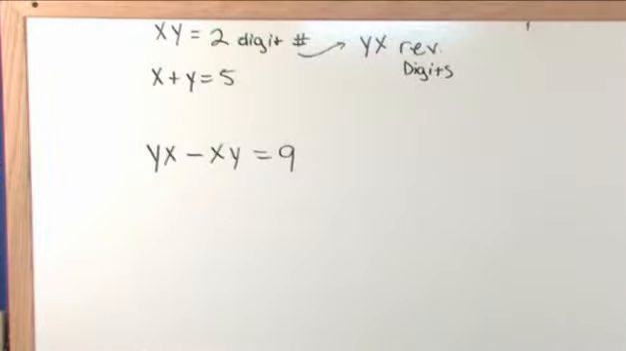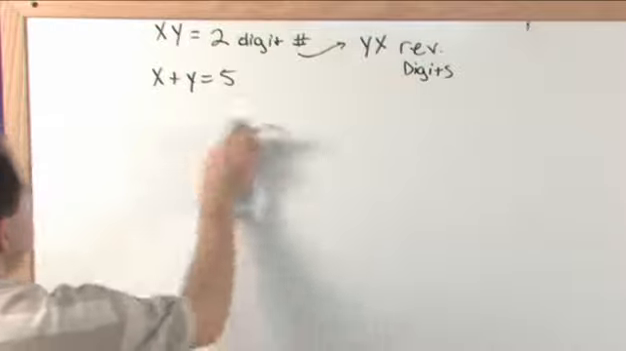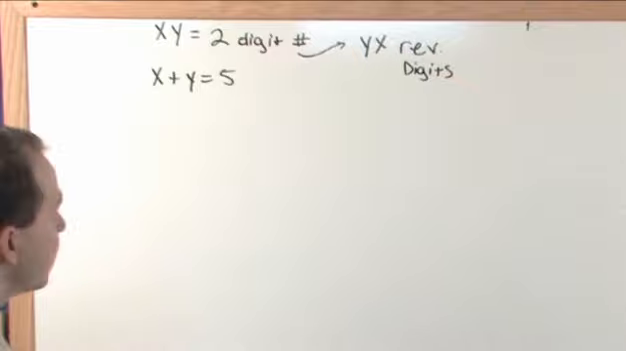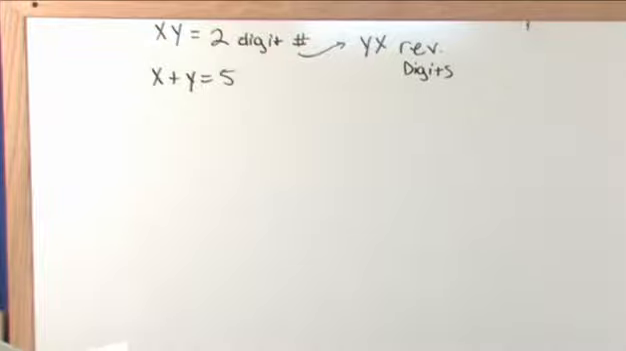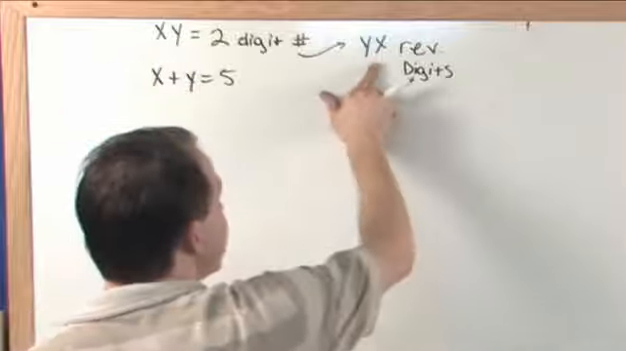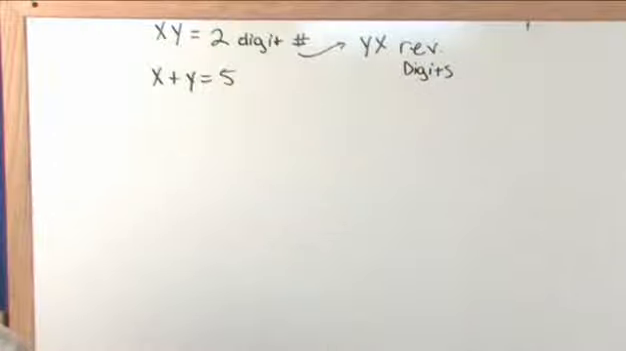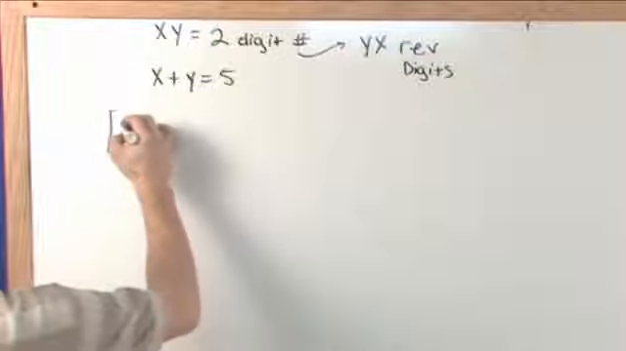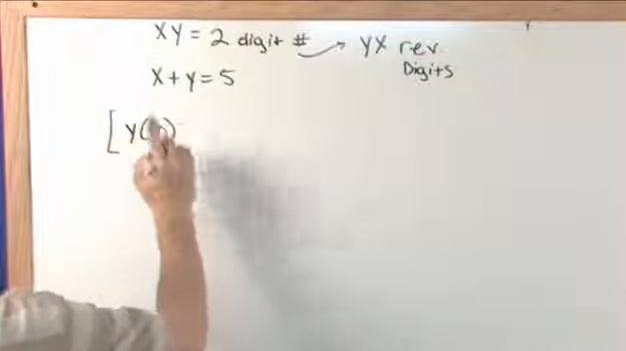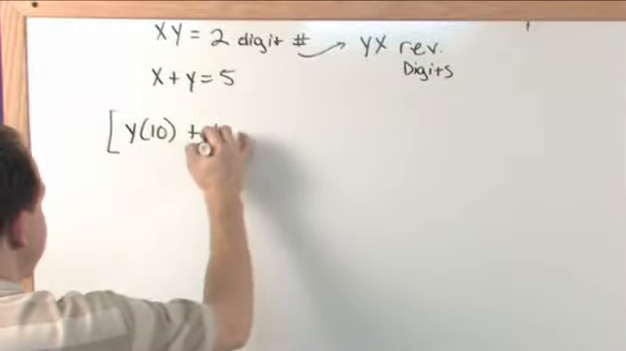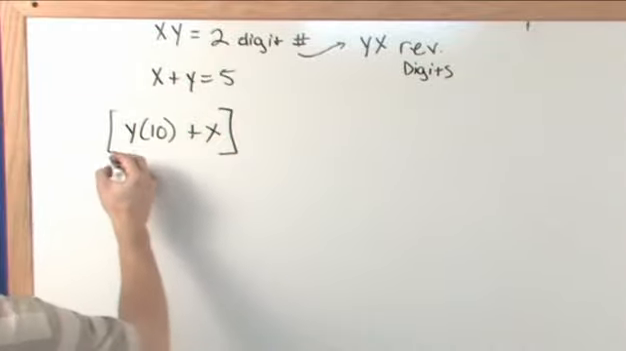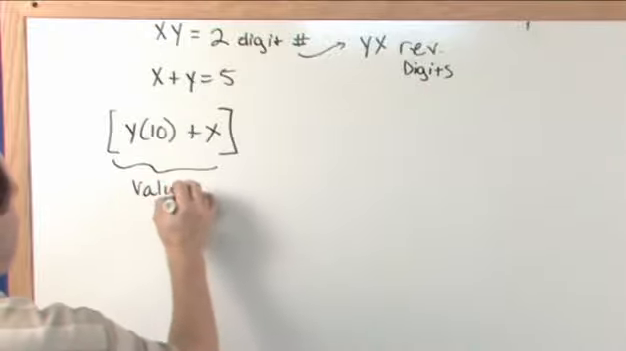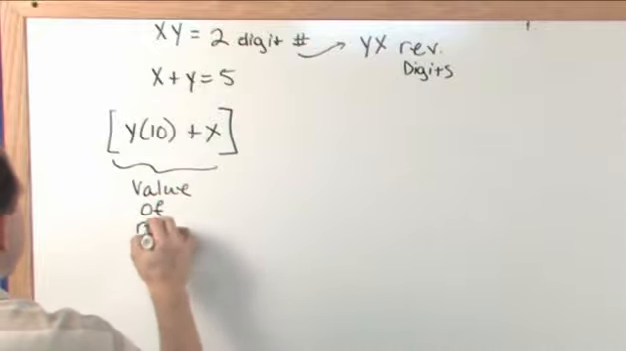So I'm going to write down some big looking expression, and you're probably going to say, wow, how did he do that? And then I'm going to talk about it. We're going to understand it together. So let's translate the second part: the new number is 9 more than the original number. If this is the new number, how would I write it down in terms of its value? Bear with me for a second: y times 10 plus x. This is the value of the reversed digits.